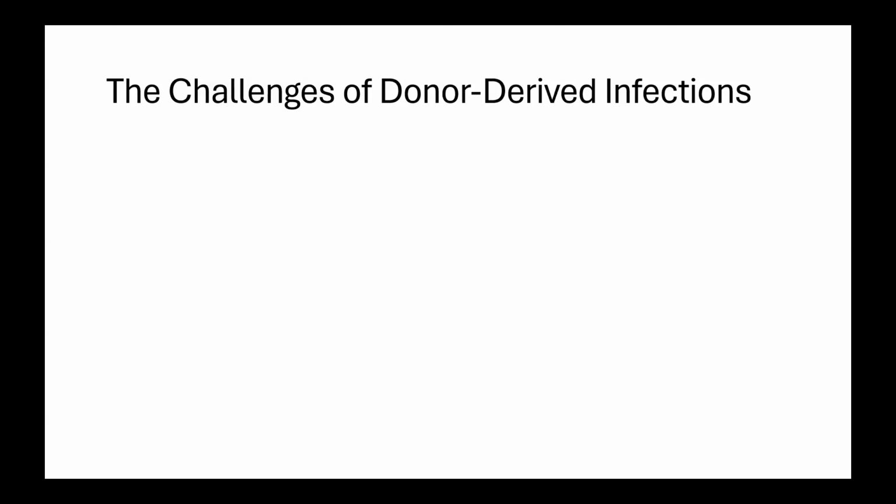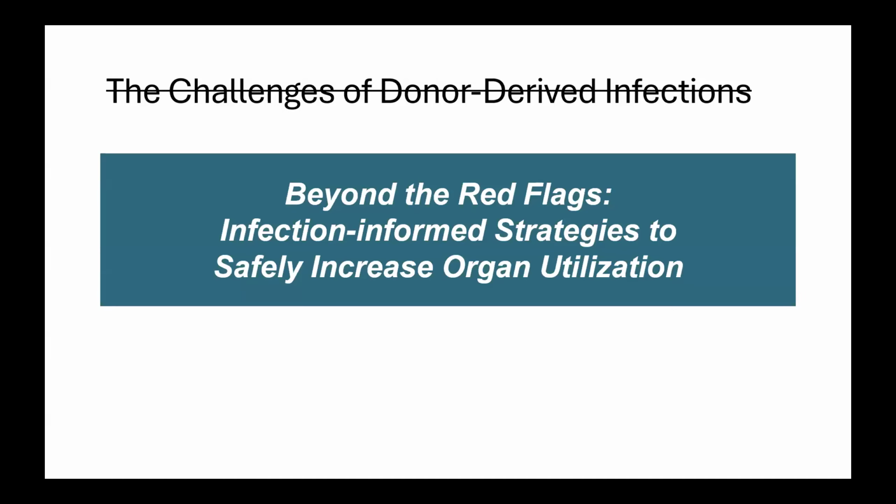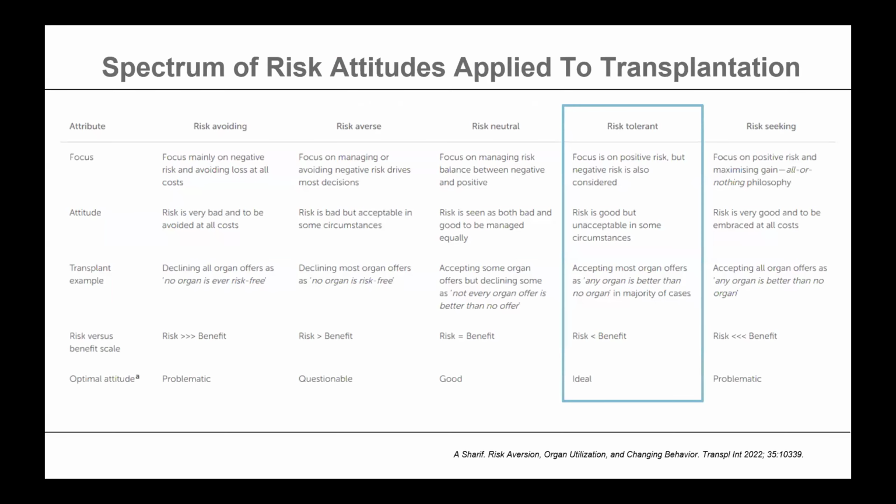So I think that's always interesting when we're asked to speak about the challenges of donor-derived infections. And what I'd like to end for the third talk during this webinar is thinking about this a little bit differently, in terms of beyond the red flags. How do we use infection-informed strategies to safely increase organ utilization? So essentially, how do we turn the challenges of donor-derived infections into opportunities to expand the organ donor pool? So we know across every field of transplant and medicine, there's a spectrum of risk attitudes that's applied.